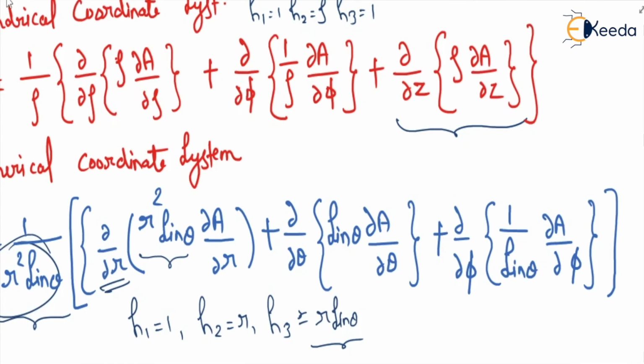So these are the formulas of the Laplacian operator in the three coordinate systems: Cartesian, cylindrical and spherical.